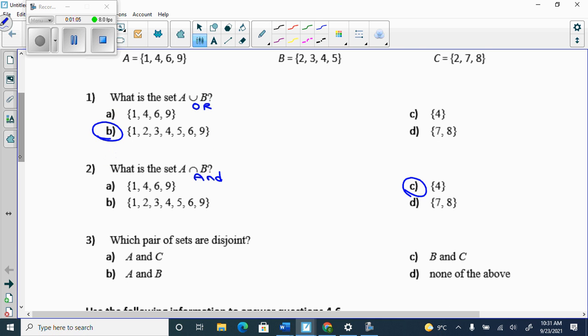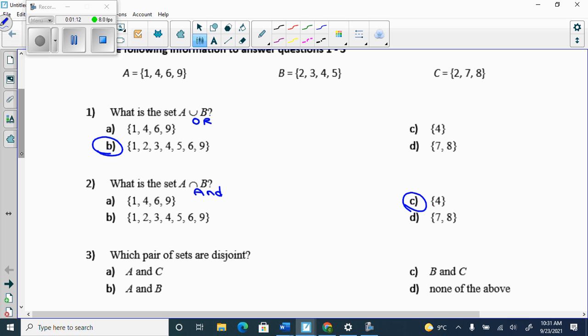Then 3 says, which of the pairs of sets are disjoint? Disjoint means nothing in common, correct? So which ones have nothing in common? A and C. And how we can show that is we can say A and C equals the empty set. When you take the intersection of them, it should be the empty set, because there's nothing in common, which is true, so 3 is A.